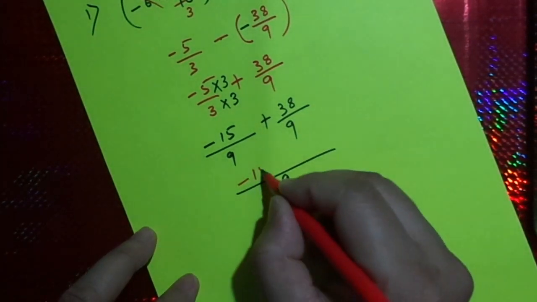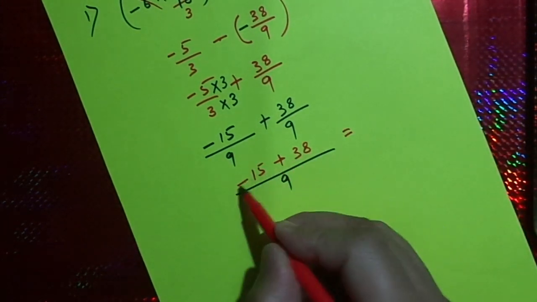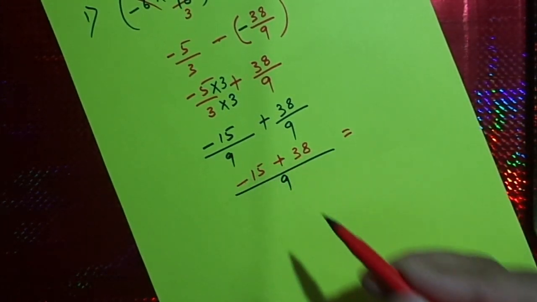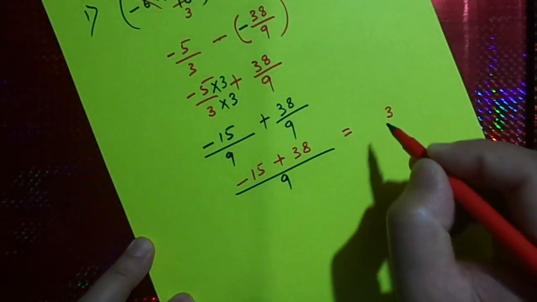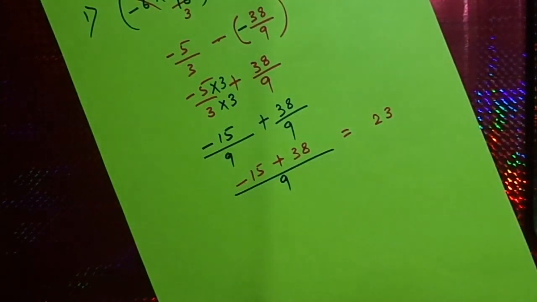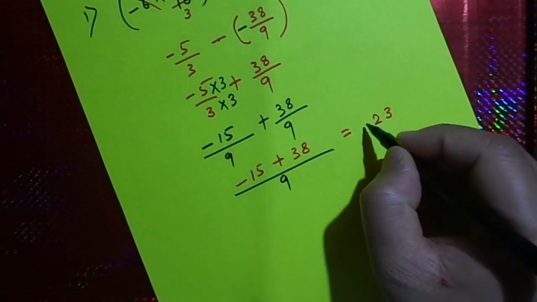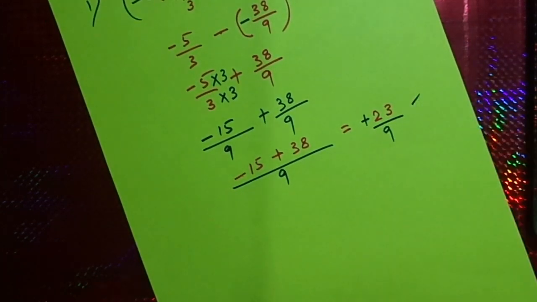Here you have minus 15 plus 38. Two numbers have different signs, so we will subtract, isn't it? So on subtraction we get 23. 38 minus 15 is 23. But the bigger number has plus sign, so I will put plus sign over here, 23 by 9. This is your final solution.